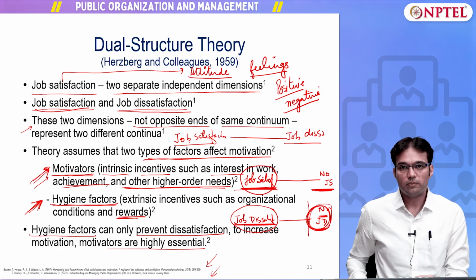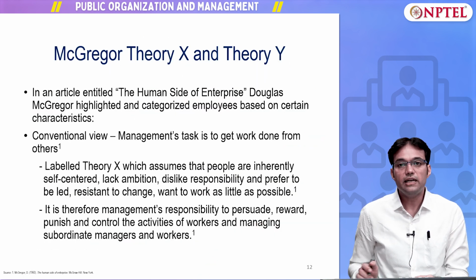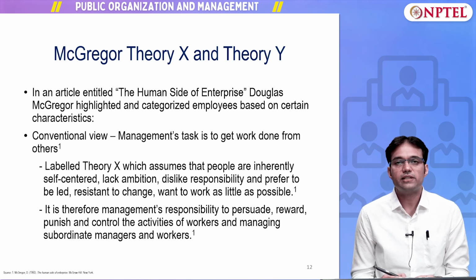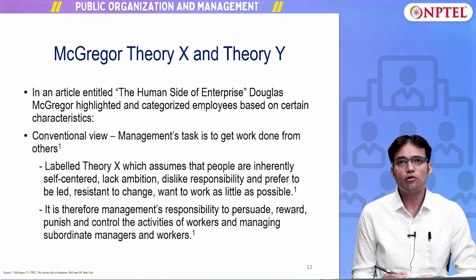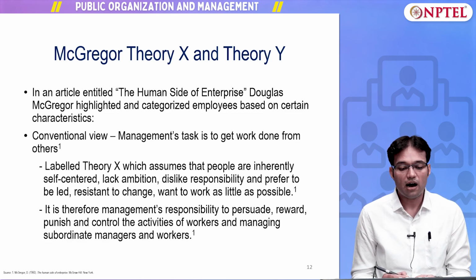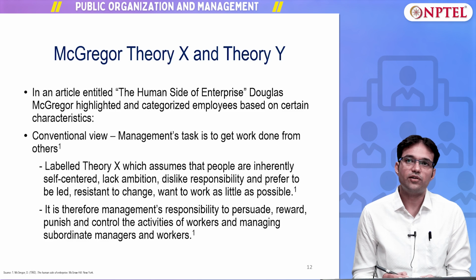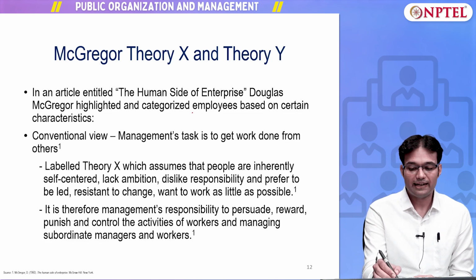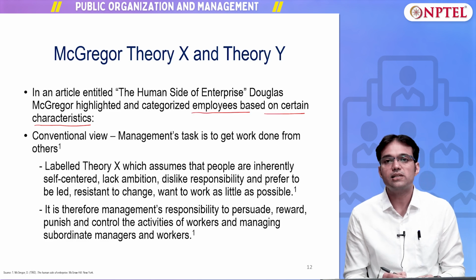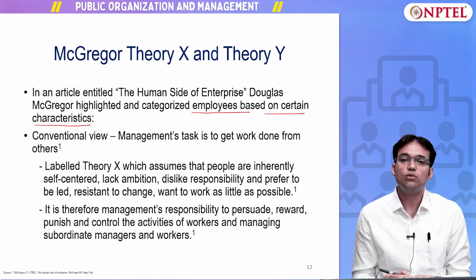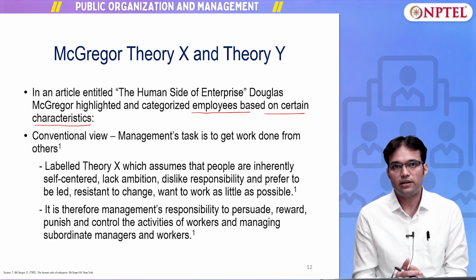Let's continue with the other perspective based on need content theory. Another perspective is theory X and theory Y by McGregor. This contribution is given in the article entitled The Human Side of Enterprise by Douglas McGregor. It categorized employees based on certain characteristics. So we look into what characteristics the employees are categorized on and what is the role of the management in motivating individuals in the different categories of employees.